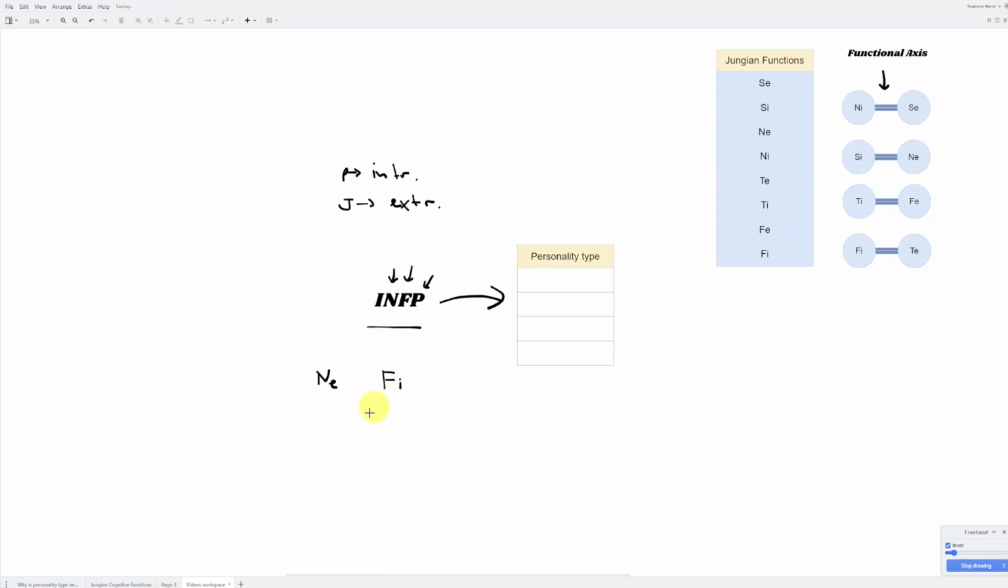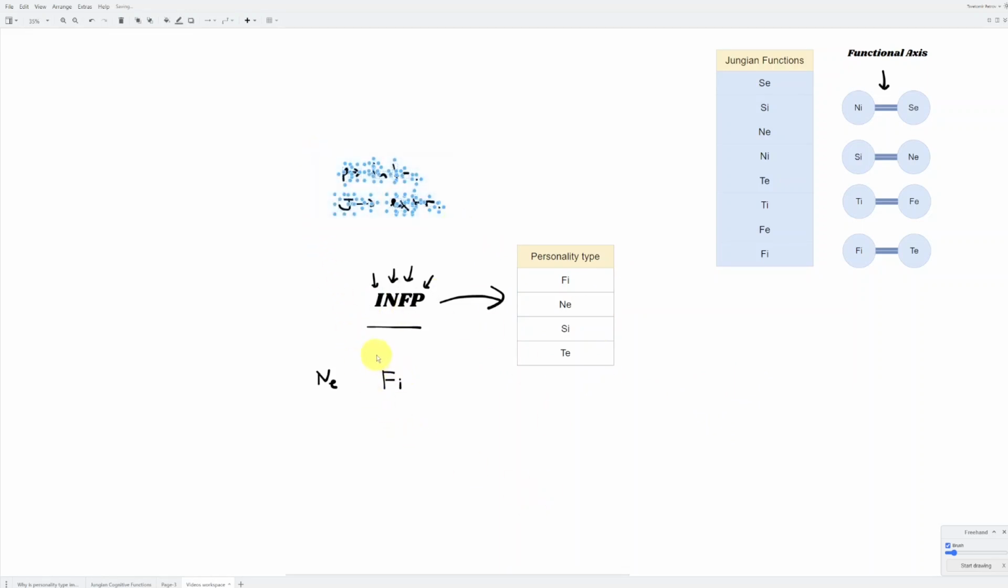And now finally, what is the order of those functions? We look at the first letter, the I here, which says that the type is introverted, which is represented by the first function also being introverted. When a type is introverted, its most dominant process is introverted, and if the type is extroverted, again the most dominant process is extroverted. So our type is going to start with Fi, and the second function is going to be Ne. Using the axis rule, we know that the third function is going to be Si, and the fourth function is going to be Te. And indeed, this is the correct representation of the INFP type.